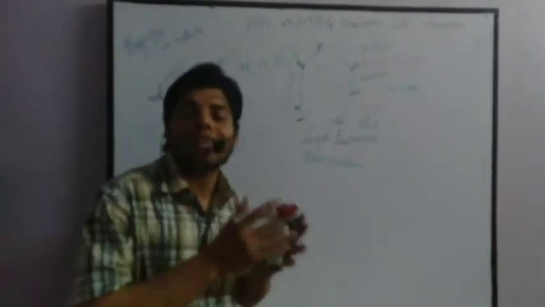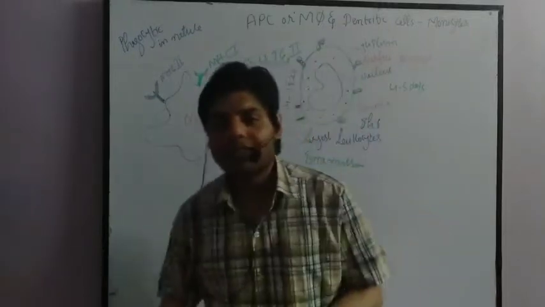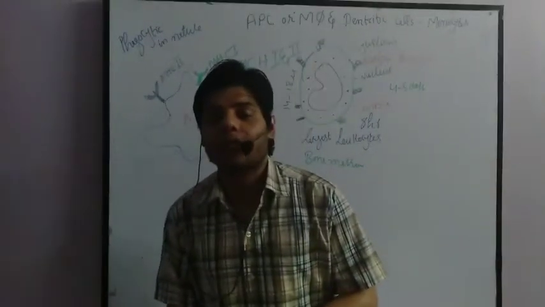These macrophages have some other receptors which we call scavenger receptors. So this is the scavenger receptor, and we usually call it CD14. CD means cluster of differentiation. So they have another receptor which acts as a scavenger. That's why we call it a scavenger receptor or CD14.